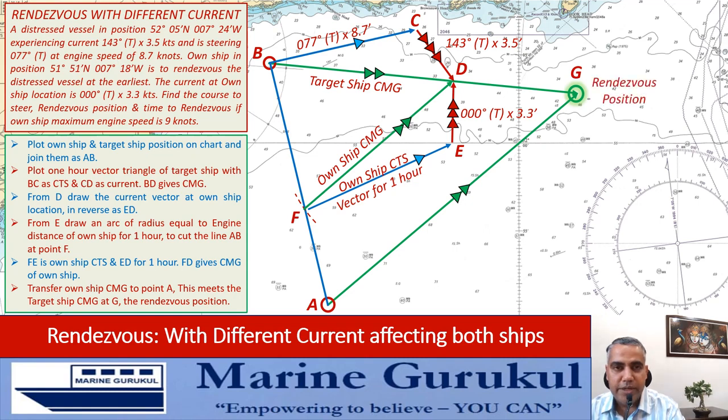Now for calculating the time to rendezvous, we divide the distance AG, Alpha Golf, that is the total distance to be made good by own ship. So we divide this distance AG, Alpha Golf, by own ship speed made good. Own ship speed made good is obtained by measuring the vector Foxtrot Delta, which is our CMG vector for 1 hour.